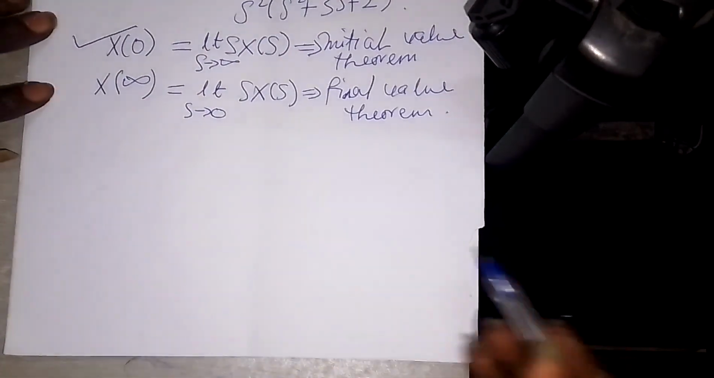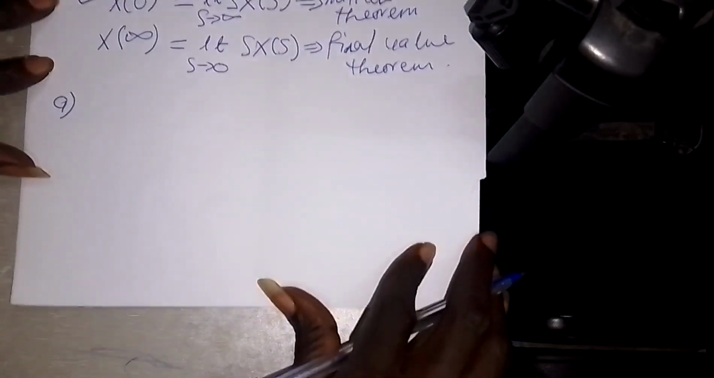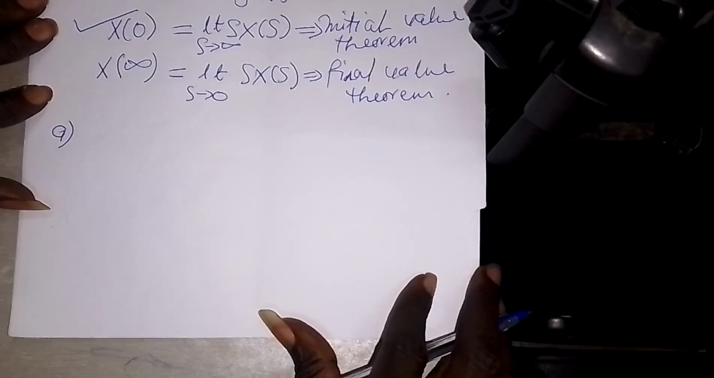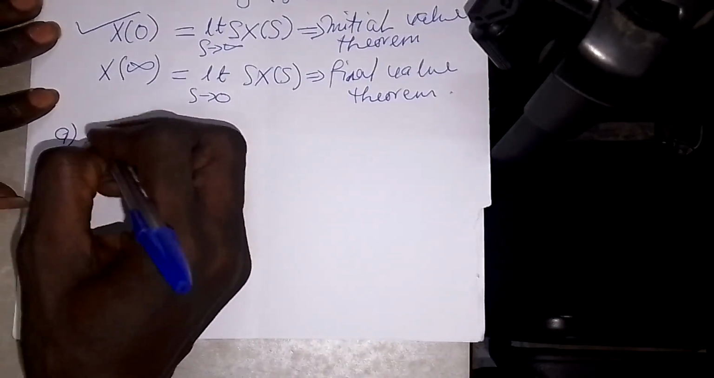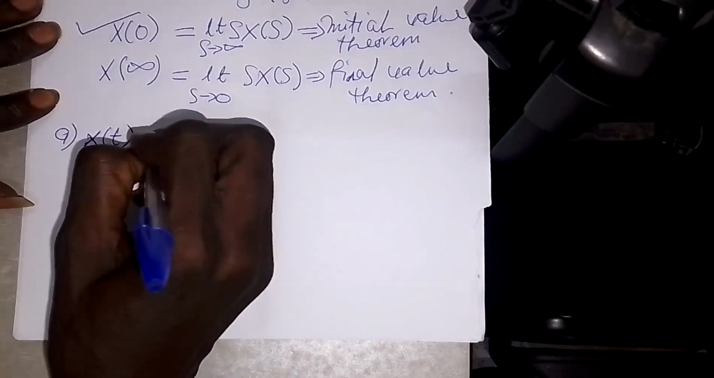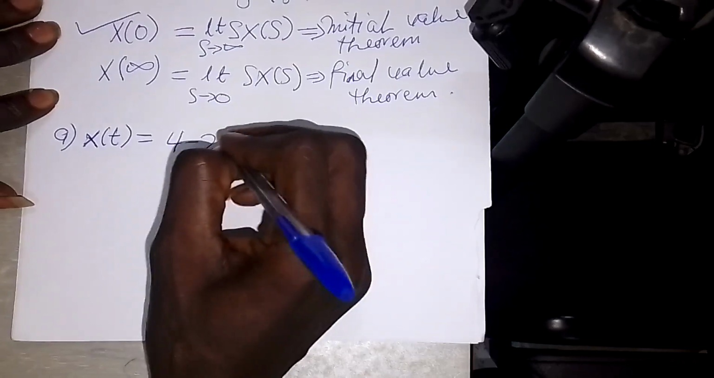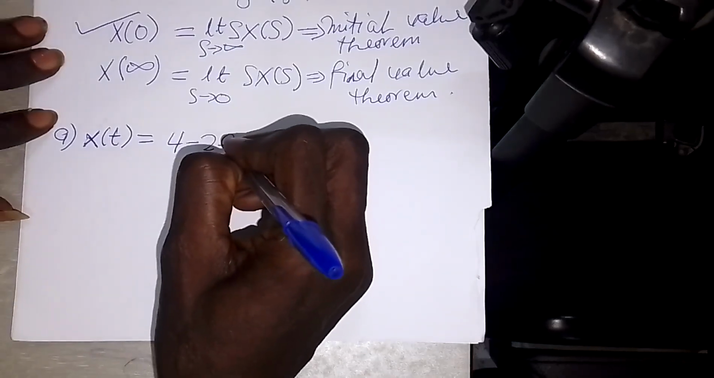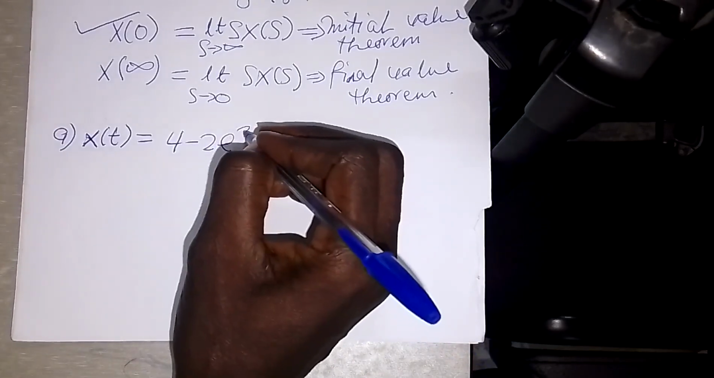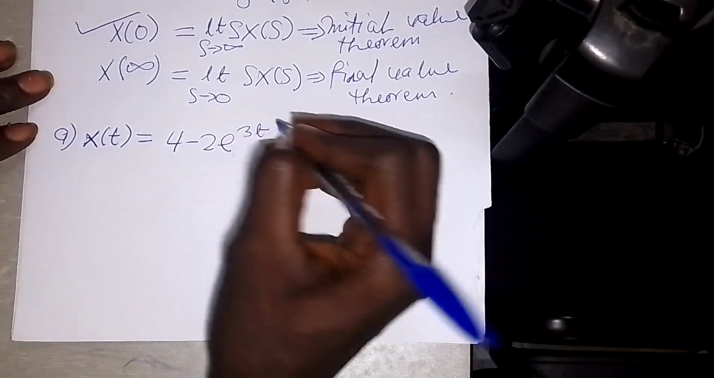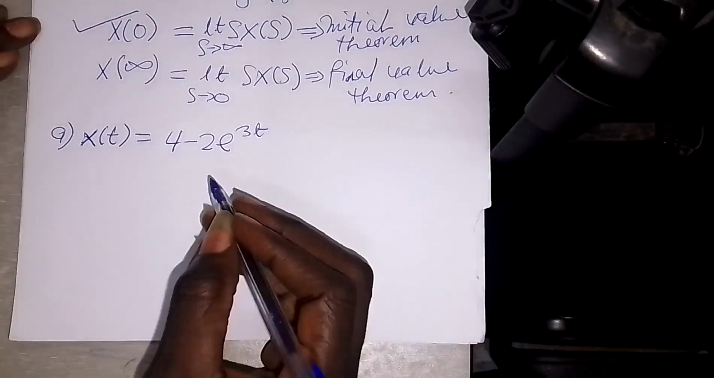So now, in the first one, we have A, where x of t is equal to 4 minus 2e to the power 3t. So this is the signal that we have.